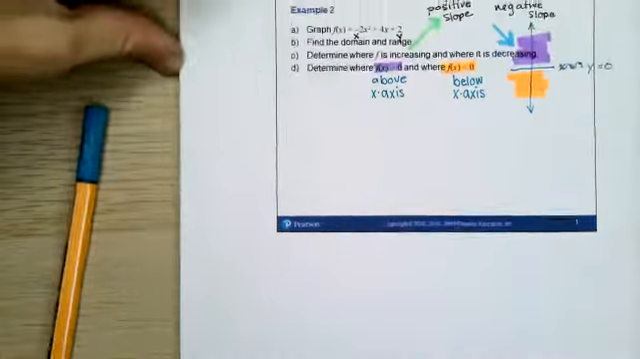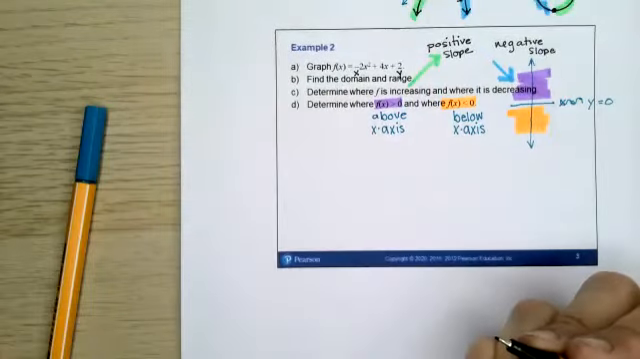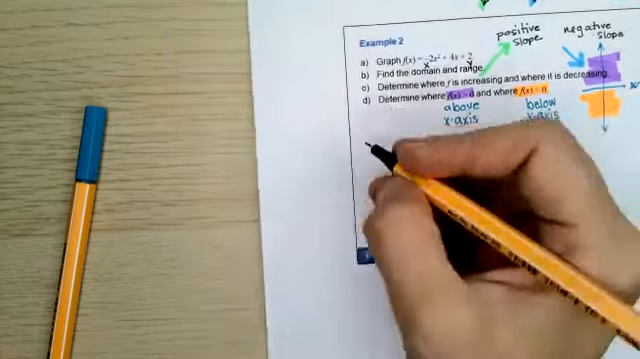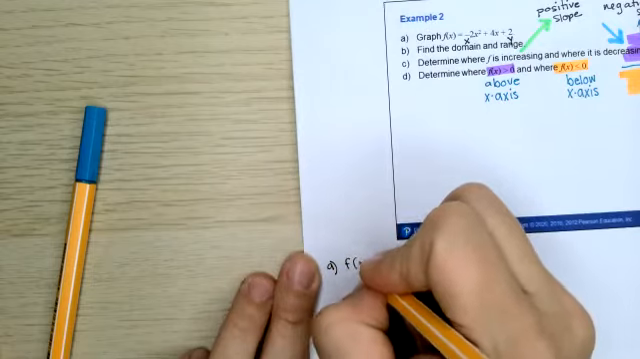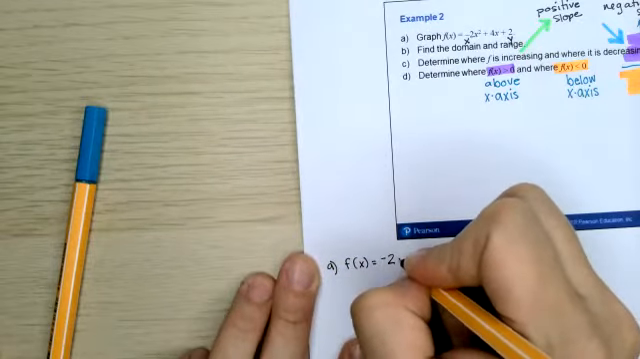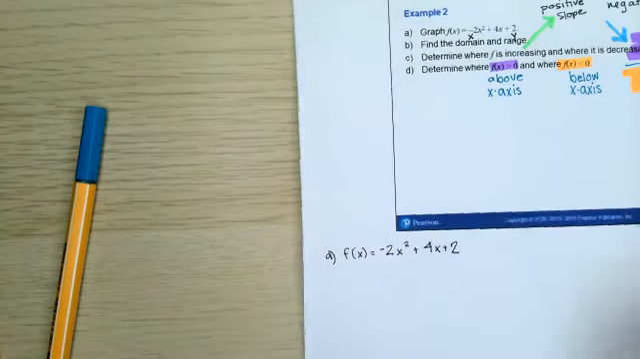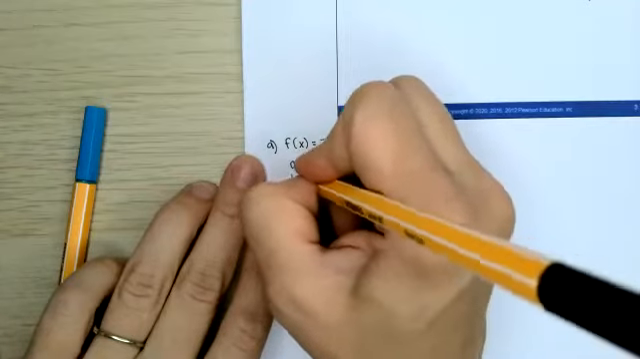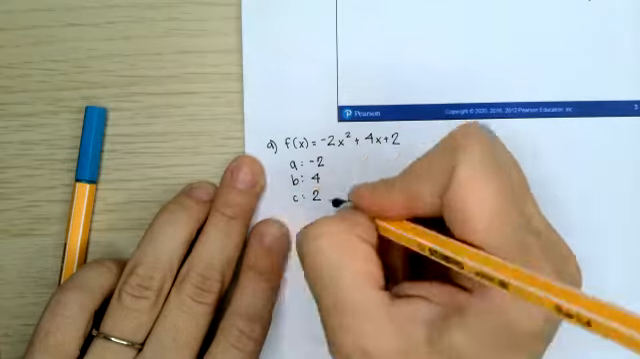So if you want to graph it by hand, what you need is a vertex and a y-intercept, right? I think that's what we took away from example 1. We want a vertex and we want a y-intercept. So we have the function f of x equals negative 2x squared plus 4x plus 2. My a is negative 2. My b is 4. And my c is positive 2, right?